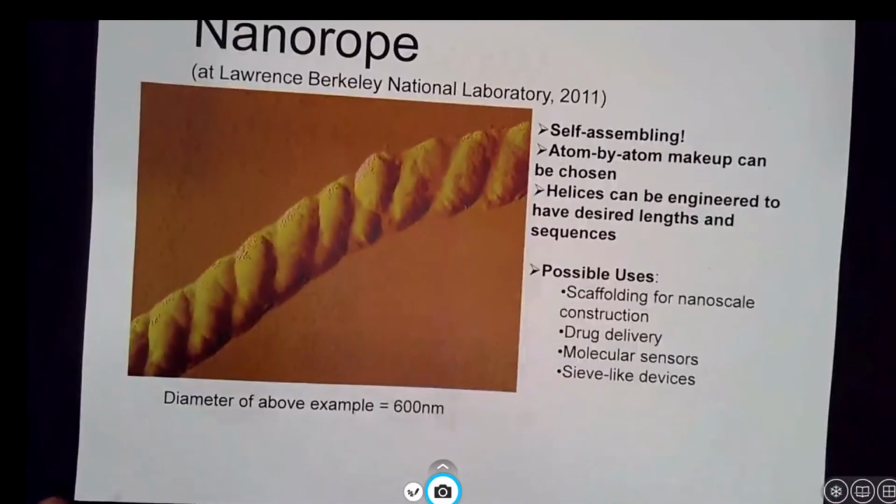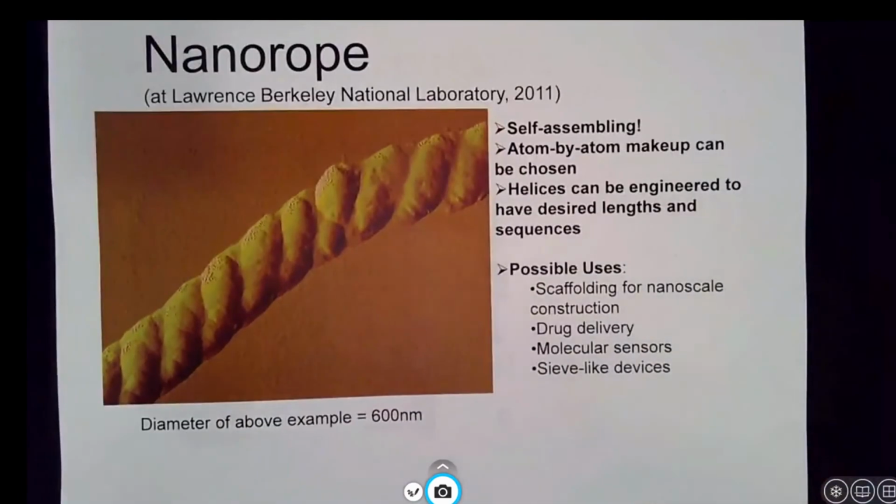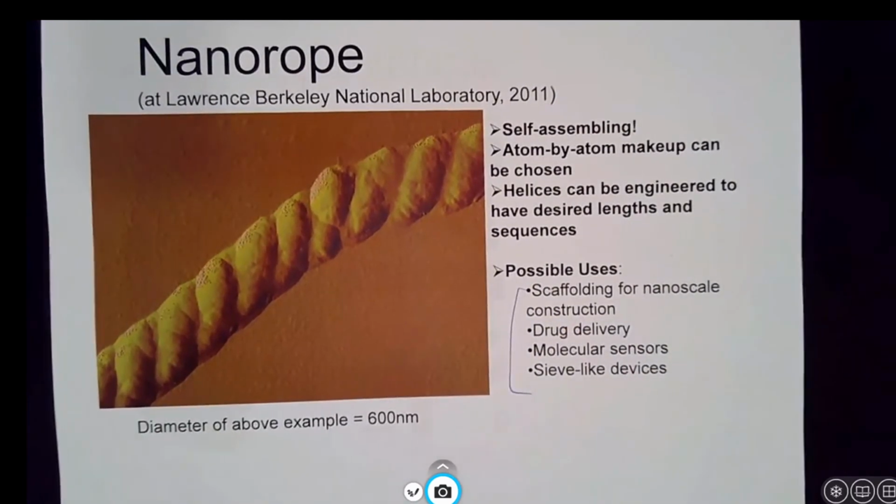Another example is using something called Nano Rope. It's actually kind of interesting. It literally looks like rope. It's a self-assembled system, made up of different helices, and these can be engineered to have different lengths and different sequences. Possible uses of Nano Rope include scaffolding nanoscale construction, drug delivery, molecular sensors, and sieve-like devices. So you could use it for medicinal chemistry, but it could also be used for things like material science.